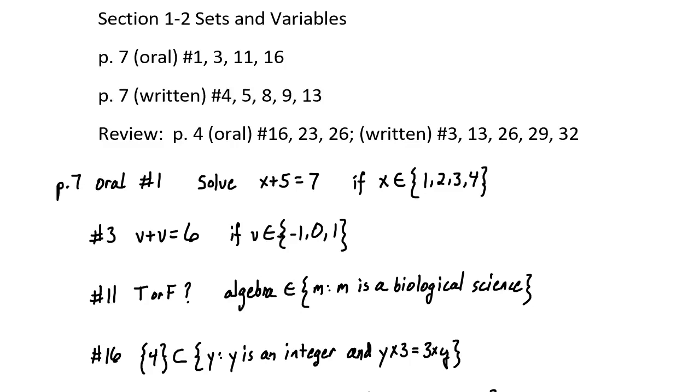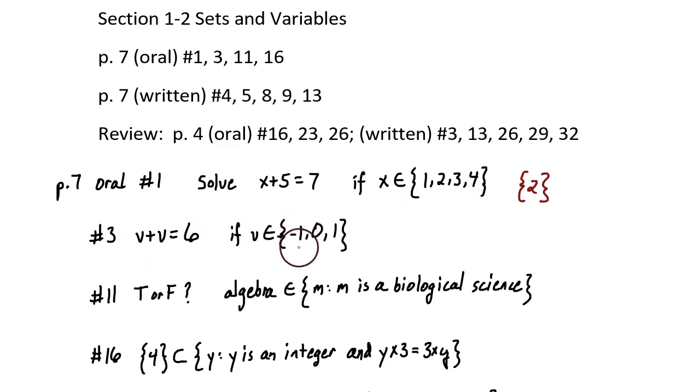For page 7, number 1, we're asked to give the solution set for this equation, and we're given a replacement set, possible solutions for the letter x. From this replacement set, do any of these elements work for x? Well, 2 plus 5 equals 7, so the answer for x is 2. We want to write our answer in braces because we're asked for the solution set. We're asked for a set, so you use braces around your answers.